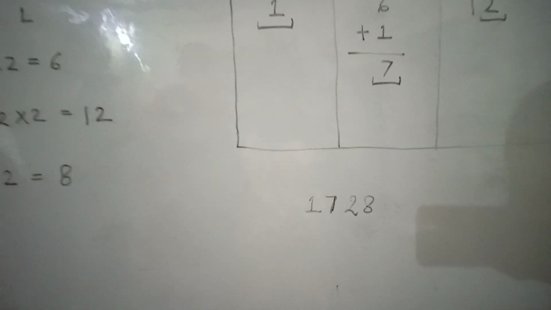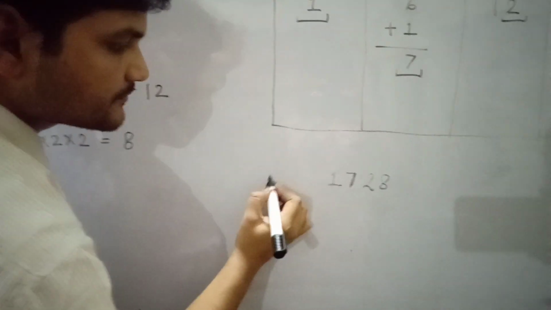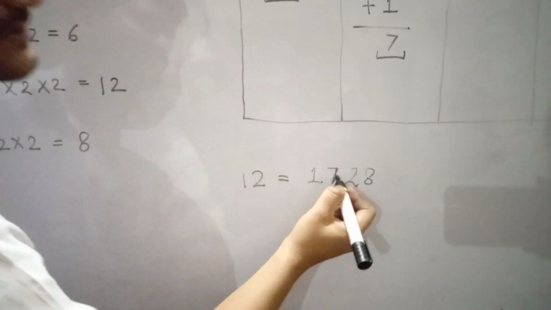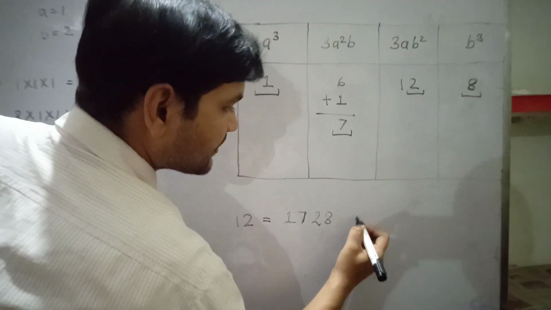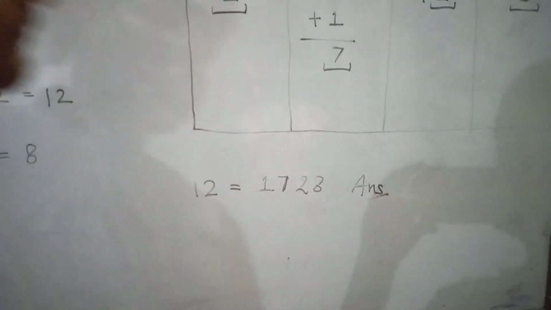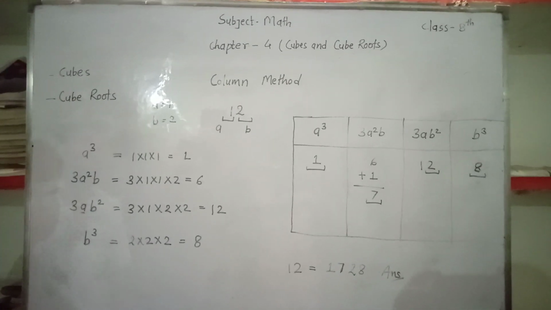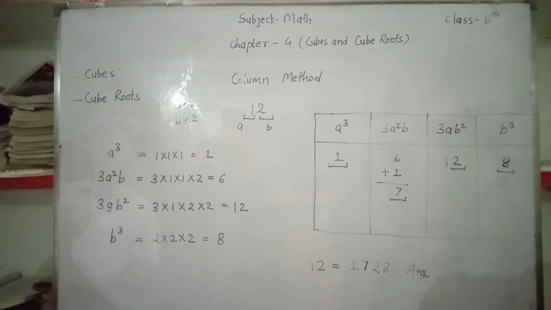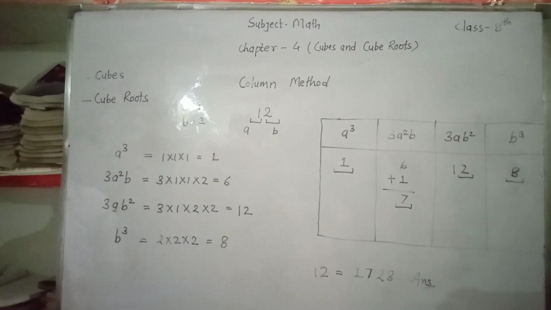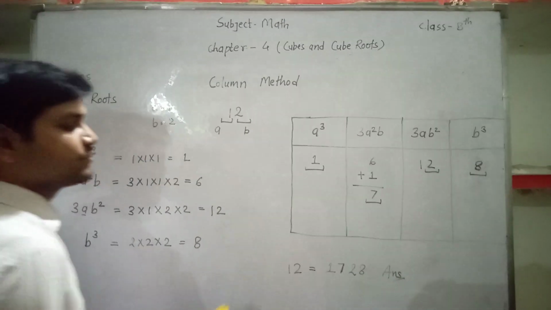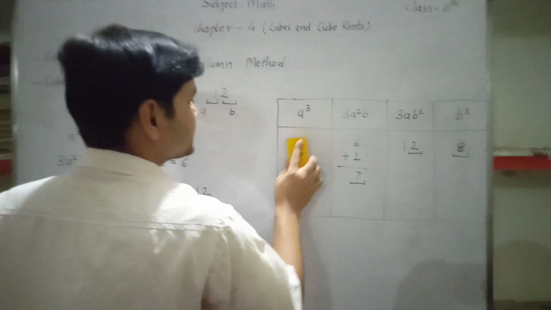So the cube of the 12 will be 1728. So that will be the answer. I hope you all understand properly how we can calculate the cubes by using the column method. Now we will take one more example for the column method.